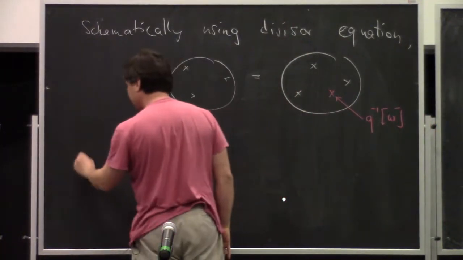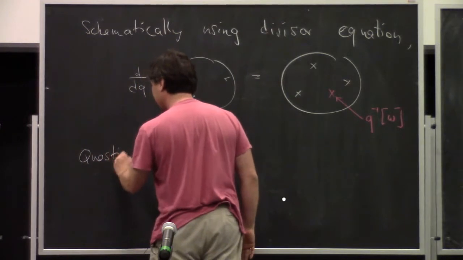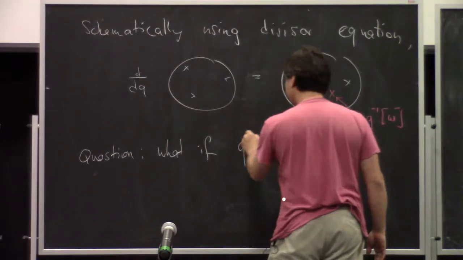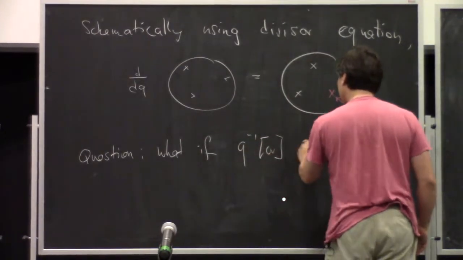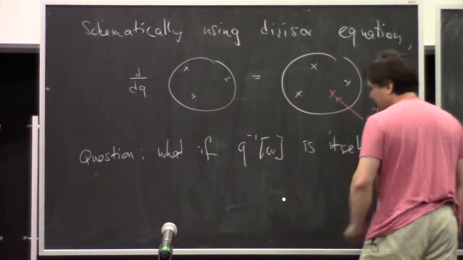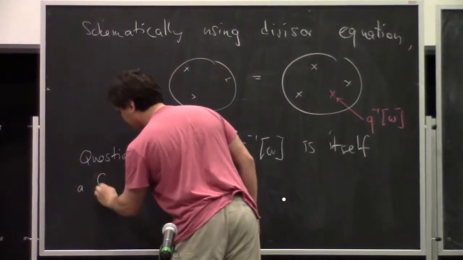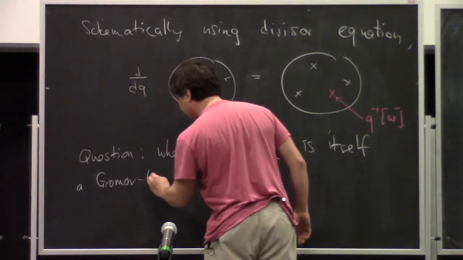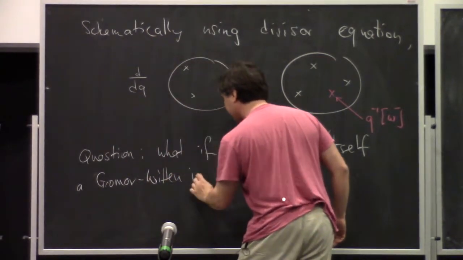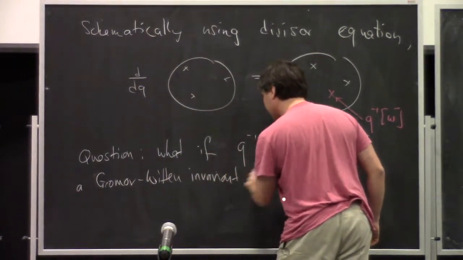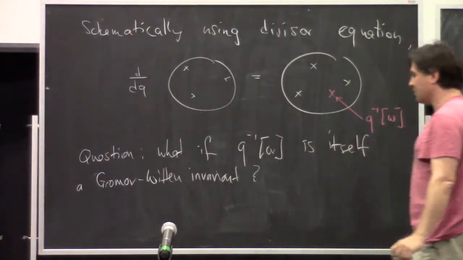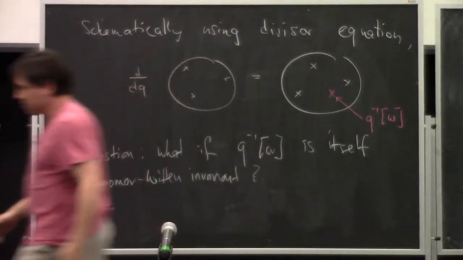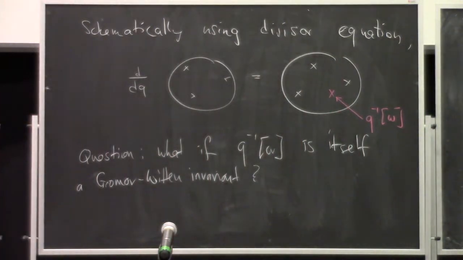So the question that I'm interested in is what if this class here that plays this particular role is itself a Gromov-Witten class, which means this is some cycle, and that cycle is itself represented by some family of curves. Okay, maybe you don't understand what exactly I mean by this question, but you'll see it in the course of the talk.